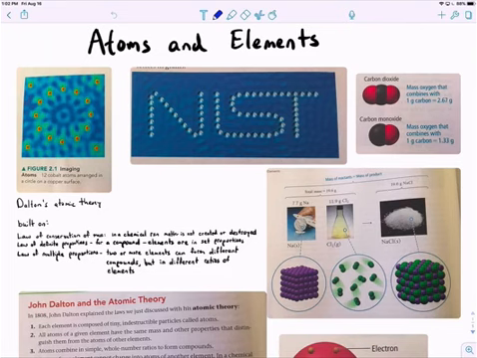We know that atoms are there because I have some pictures here. Figure 2.1 has some cobalt atoms, and then I've got NIST, someone wrote NIST in atoms, and we can see them. What's the big deal? Well, Dalton and other people had a really hard time.